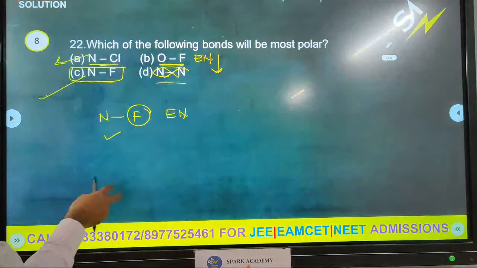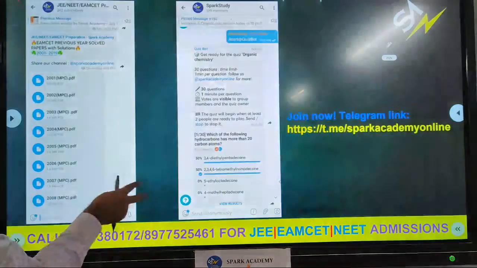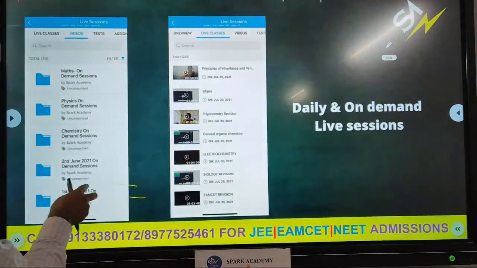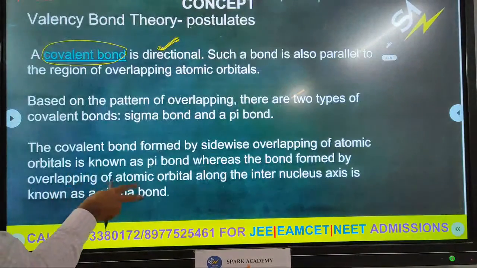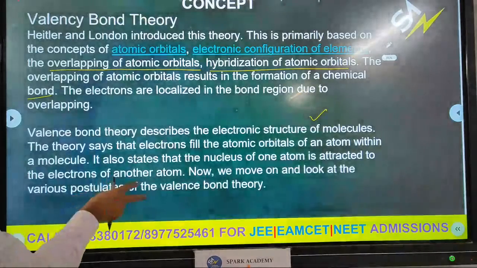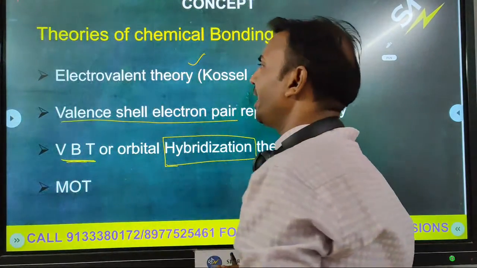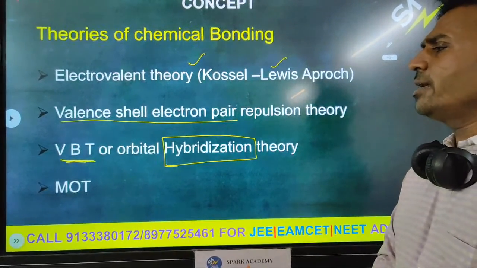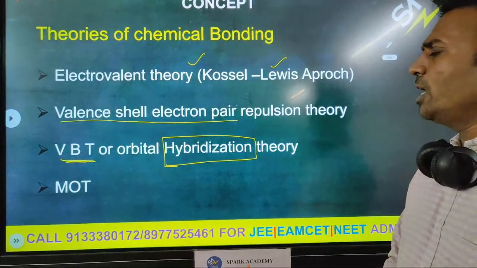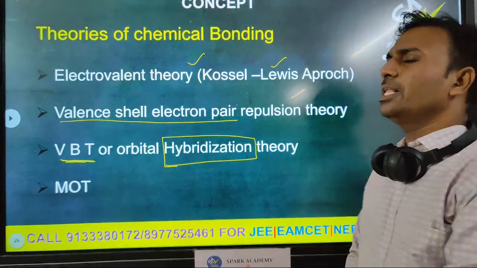So in this session, we learned the theories that explain chemical bonding. Which ones? The first theory is the electrovalent theory, which is the Kossel-Lewis theory, and it explained the covalent compounds. The next theory is the valence shell electron pair repulsion theory, and the third is VBT, or valence bond theory, with the hybridization theory. Both are the same here. Then there is molecular orbital theory.